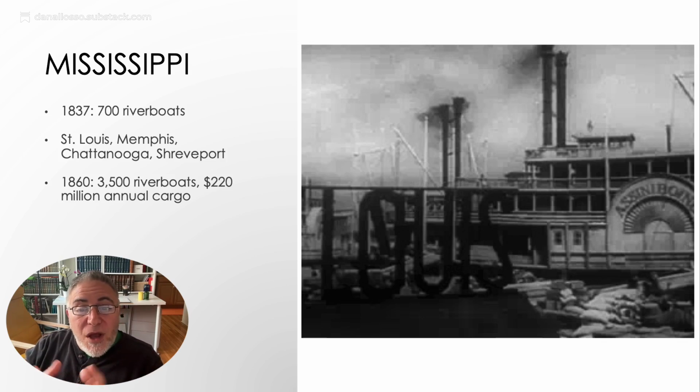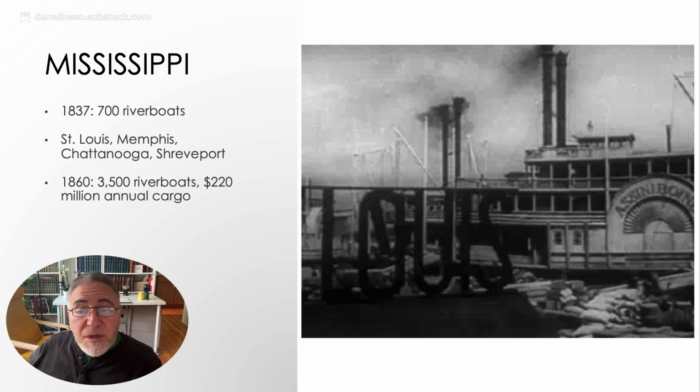And it shows cotton bales being loaded onto a riverboat, as they had been for generations. Riverboats, of course, were an important part of the transportation revolution due to their enormous freight carrying capacity and their ability to navigate in shallow waterways. By 1837, there were about 700 steamships operating on the Mississippi and its tributaries.